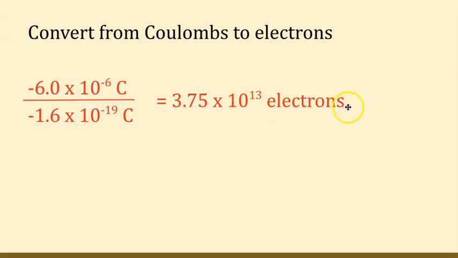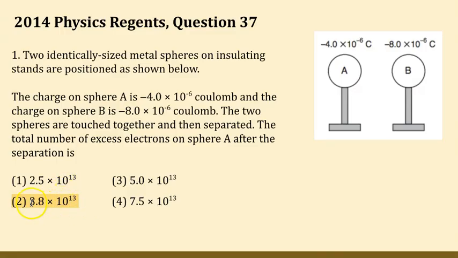and that's the amount of electrons. Sometimes they'll ask for elementary charges. Think of it as the same thing. Electrons and elementary charges, you would do the same process. So 3.75 times 10 to the 13, and that is one of our answer choices. We just had to round to 3.8.